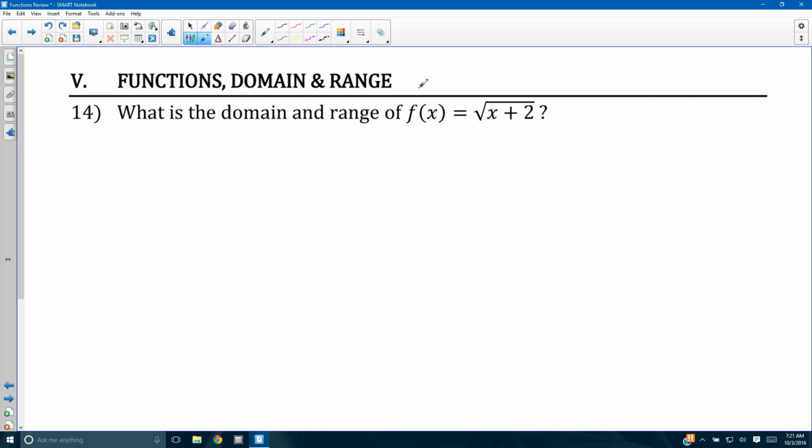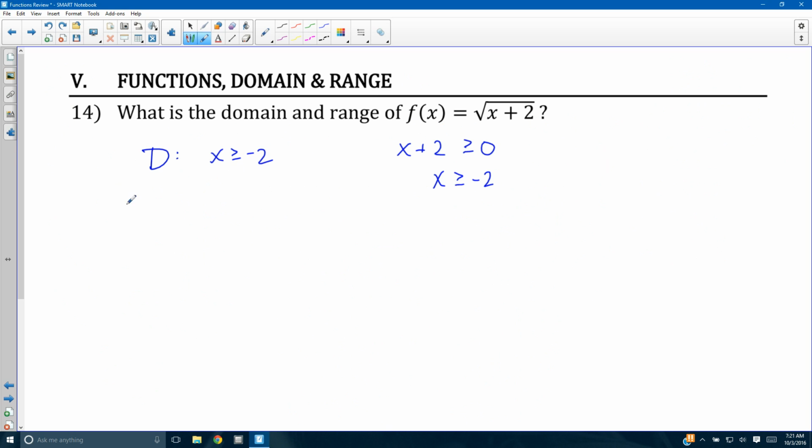Number 14, what is the domain and range of f of x equals square root of x plus 2? Okay, here's why domain and range matter. Domain, once again, you're considering the fact that what's inside the square root has to be greater than or equal to 0. It cannot be negative. Therefore, x must be greater than or equal to negative 2.